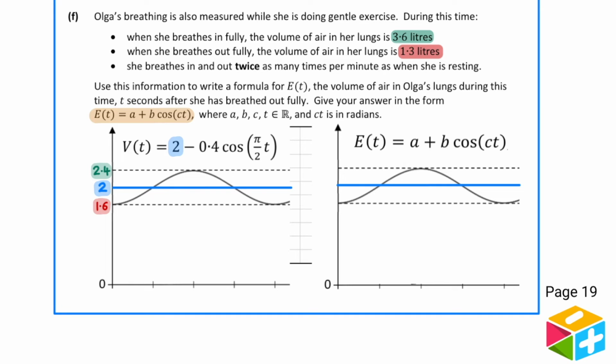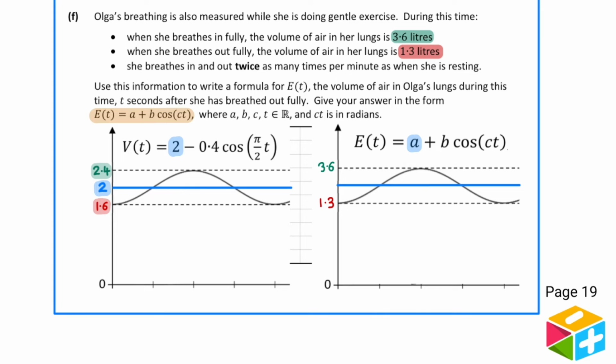Labelling our graph for E of t in a similar way will allow us to find the value of A. Well, when exercising, we're told that Olga has 3.6 litres of air in her lungs when she breathes in fully. In other words, the maximum value of E of t will be 3.6. We're also told that there's 1.3 litres in her lungs when she breathes out fully. This means the minimum value will be 1.3.